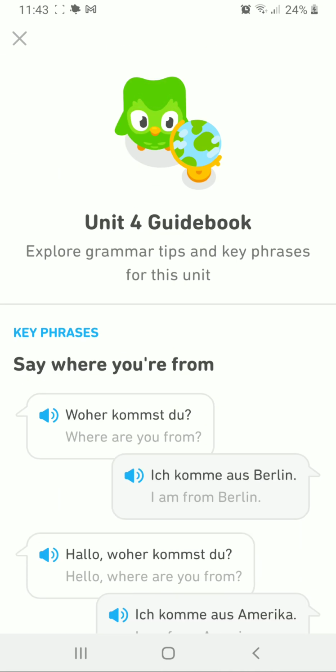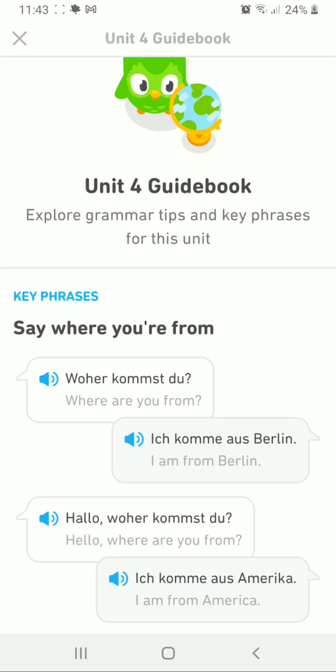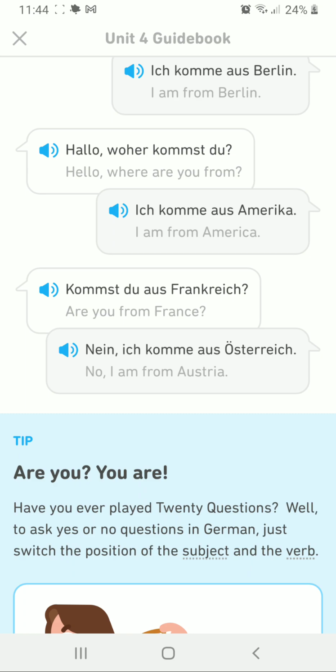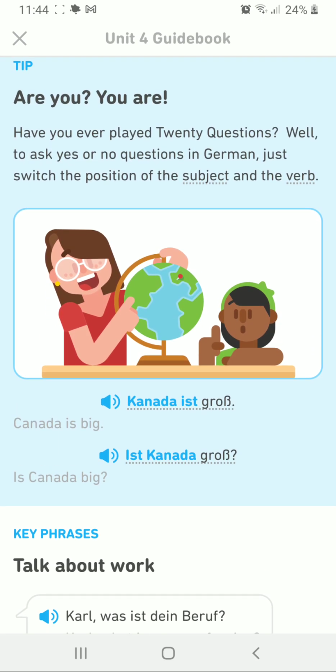We were looking at the Unit 4 guidebook, and we saw how to ask someone where he's from. So, woher kommst du? Ich komme aus Berlin. Hallo, woher kommst du? Ich komme aus Amerika. Kommst du aus Frankreich? Nein, ich komme aus Österreich. So we saw all these, and we were looking at how to make questions, not interrogation, sorry, but interrogative sentences.